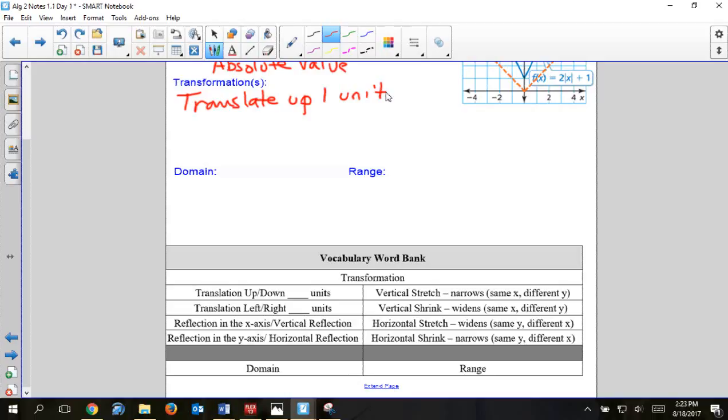Horizontal stretch. Ooh. So you were thinking that it got wider, right? You guys agree it looks wider? Okay, so when we talk about wider, it could be a horizontal stretch, but it also could be a vertical shrink. And there is a way to tell the difference, but we're not going to learn that today. We will learn that. So for now, we're just going to put or. We'll write either a vertical shrink or a horizontal stretch.